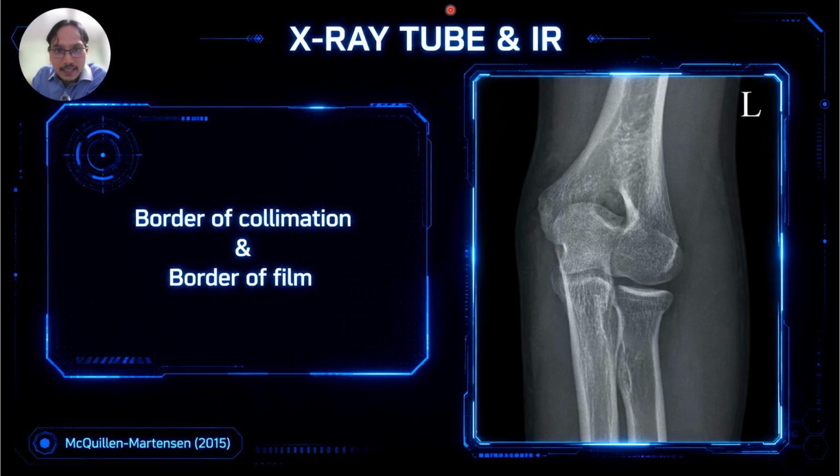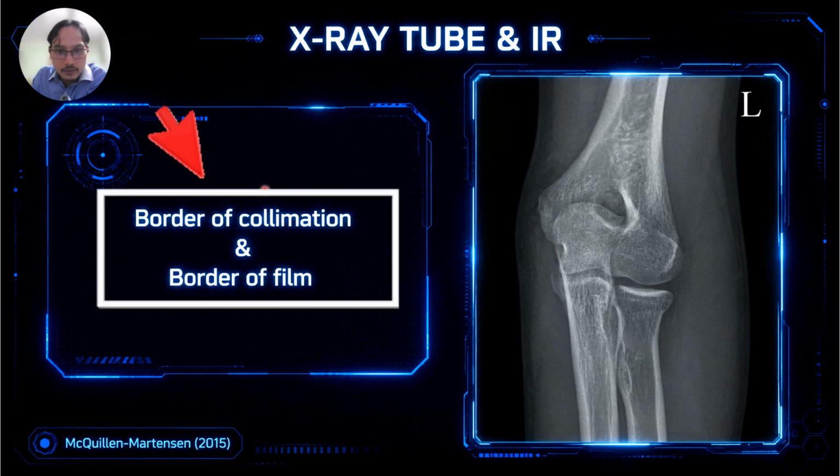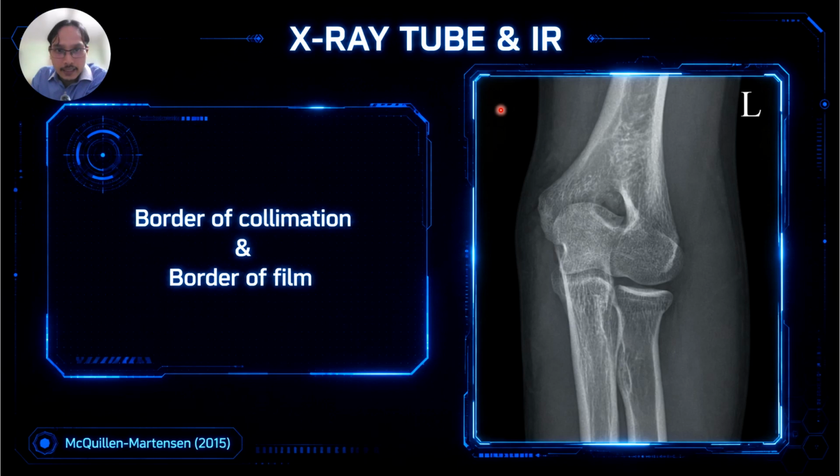The second alignment assessment focus on the relationship between X-ray tube and image receptor. For this alignment, we are assessing the border of collimation to the border of film. The alignment between border of collimation to the border of film cannot be determined because there is no evidence of collimation on all 4 borders of the film.